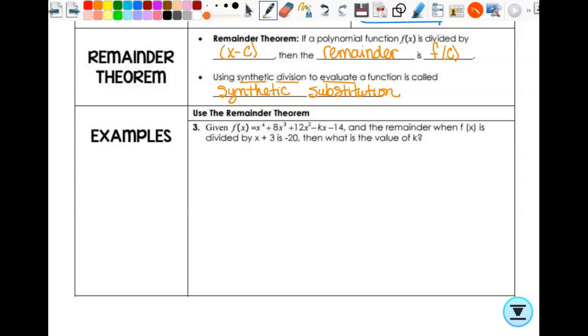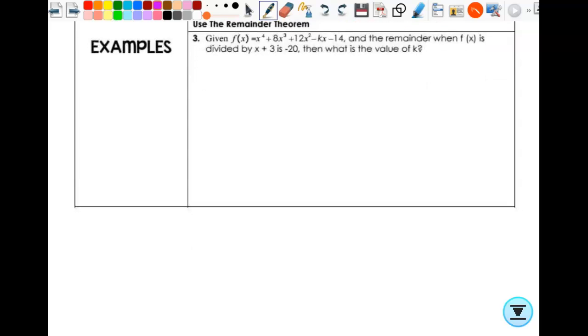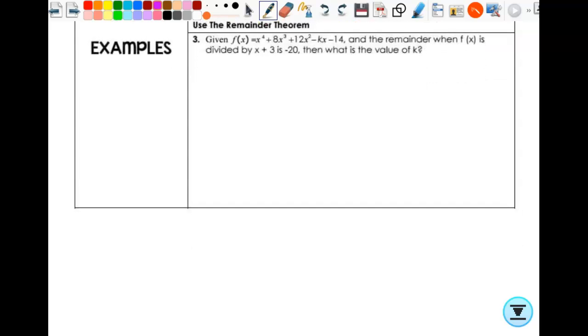Okay, so let's do another example here. So this says we're given this function, and the remainder when f of x is divided by x plus 3 is negative 20, and we want to find k again. So on the outside, do I put negative 20 out here? Out here on the outside of my house? No, it's negative 3, right? So negative 3, and then in the house, I'm trying to draw straight, but it doesn't always happen. I'm going to put 1, 8, 12, negative k, and negative 14.